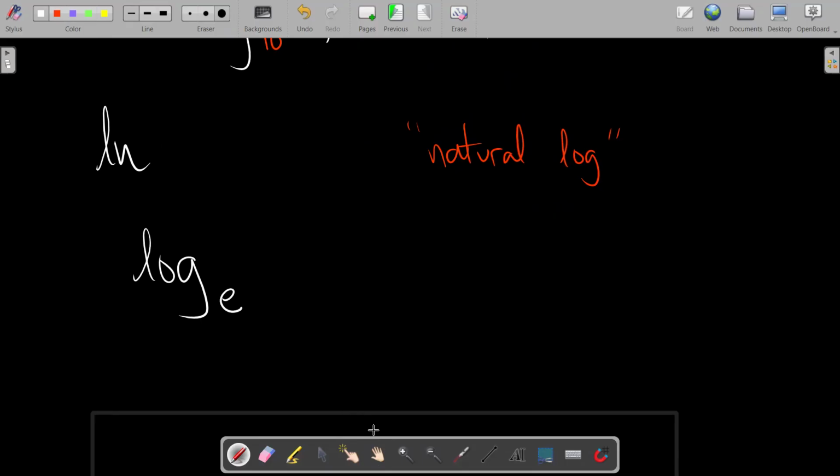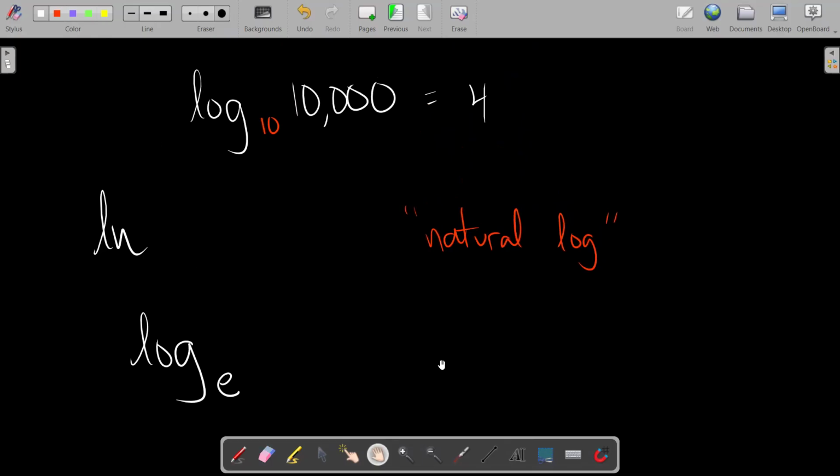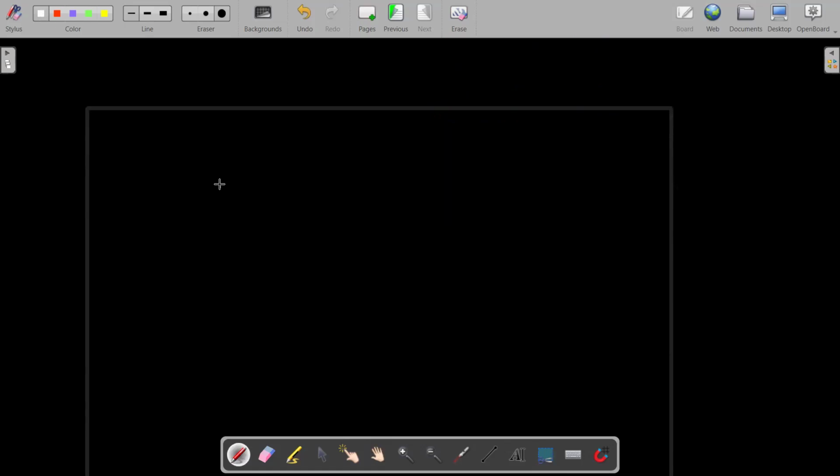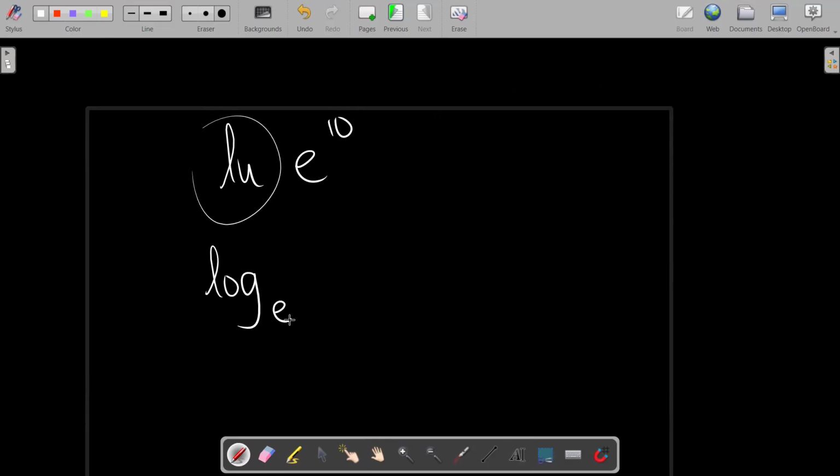In the same way that when you see a naked log, like log without a base, it's a base of 10, right? ln is a log with a base of e. So having said that, let's look at how hilariously simple this can be. What is the natural log of e to the 10th power? Ready, go. And the reason for this is because it's redundant, and I can prove it to you. What is ln? It's a log with a base of e.